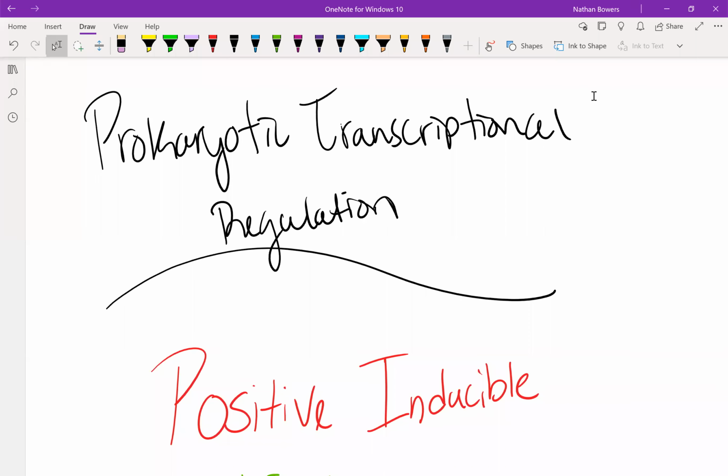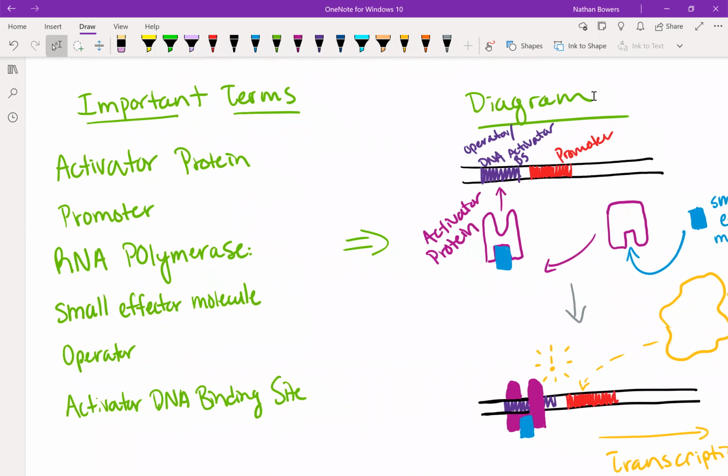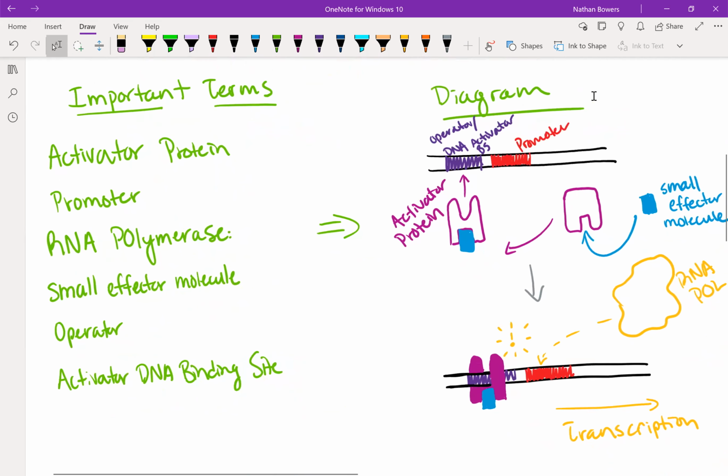So for this video, I'm going to be talking about prokaryotic transcriptional regulation. There are usually four types of this transcriptional regulation, but for this video, I'm going to talk about the positive inducible mechanism. So for this mechanism, there are multiple terms that you got to know to understand the diagram to the right. So first we have the activator protein.